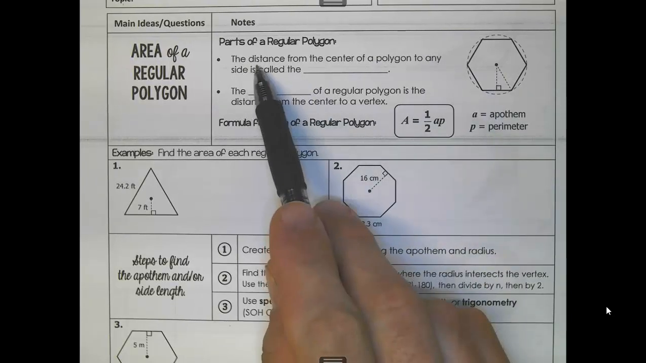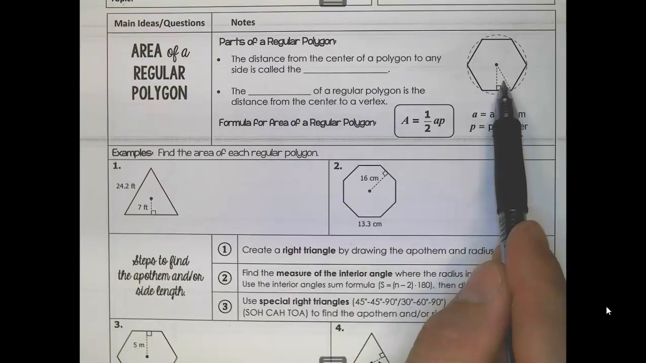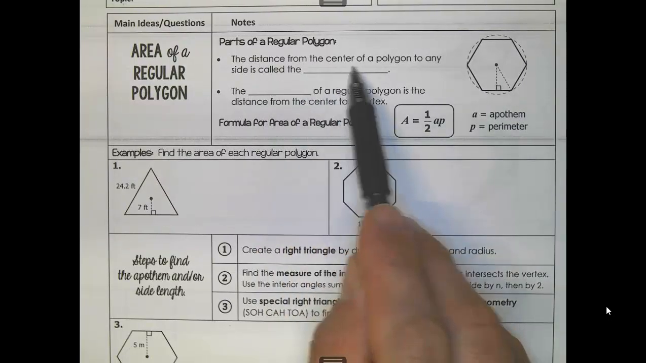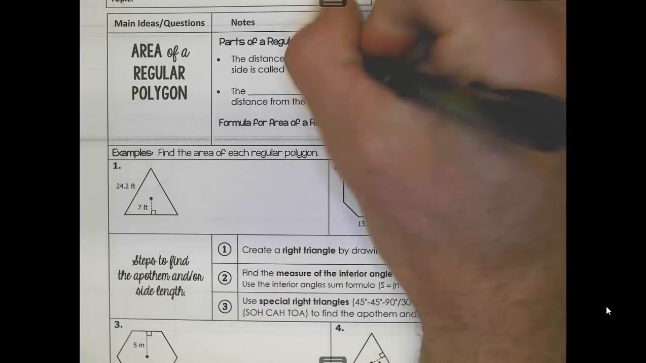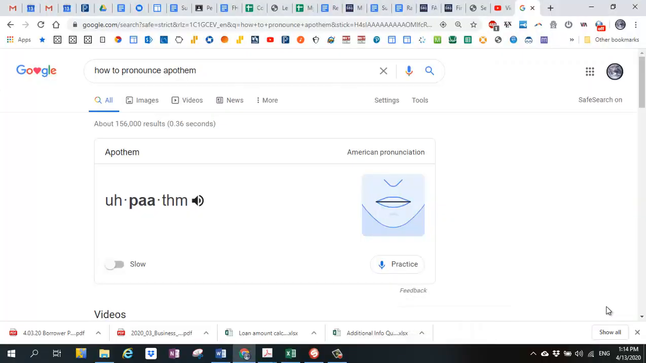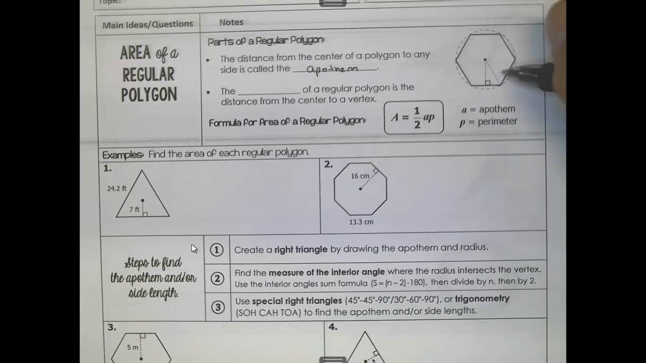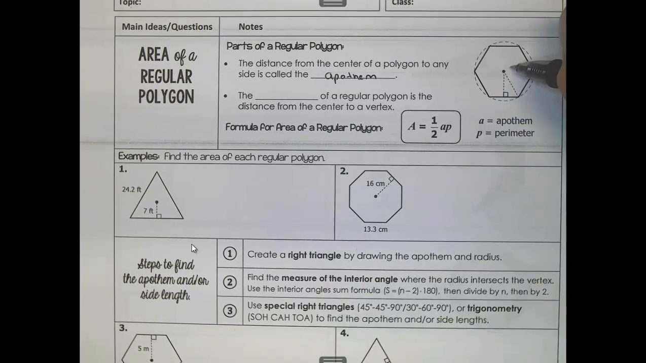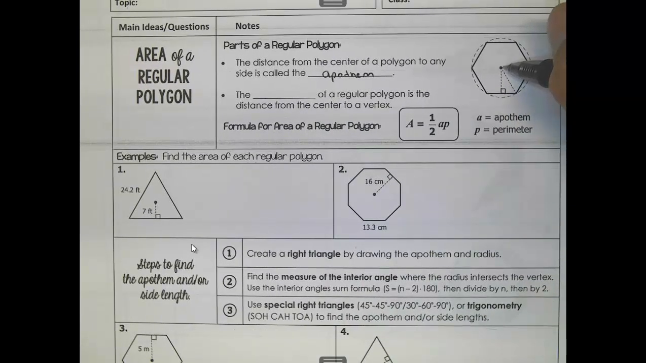First of all, let's go over the parts of a regular polygon. The distance from the center of a polygon to any side is called the apothem. Because I pronounced this wrong for so long, here we go: apothem. That is the correct way to pronounce it. It is this distance right here from the center of the regular polygon, in this case the regular hexagon, straight to its side. That's the apothem.